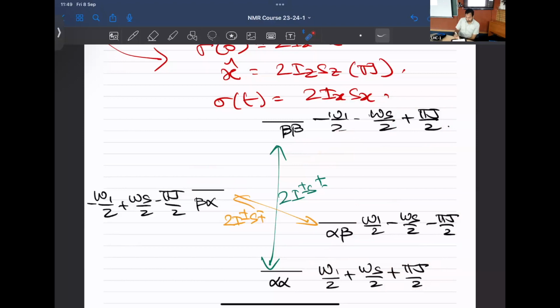But on the other hand, if you see the flip-flop happening between alpha beta and beta alpha, if you take the difference between them, you will get omega I minus omega S. Here, yet again, the πJ will get cancelled because both of them are minus πJ/2. The only reason why you end up getting single quantum coherences is because the signs of this πJ are opposite, and therefore you will get evolution with scalar coupling as well.